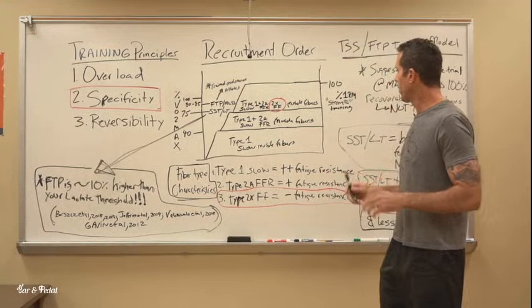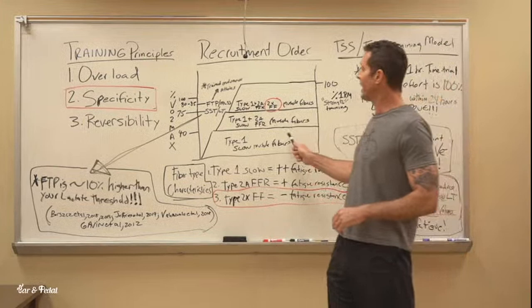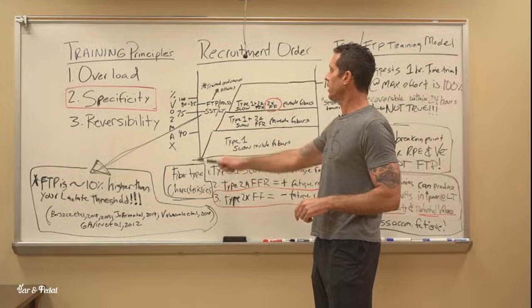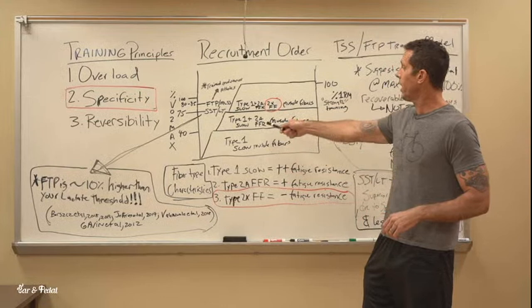Now, what are those? Type 1 slow muscle fibers are very fatigue resistant. So I have a plus plus here. Very fatigue resistant. That means by training in this zone, you're going to be able to do that for a long time without accumulating fatigue. Now, what happens when we trickle up above 40%, let's say up to 75% VO2 max? Now we're going to wind up recruiting both type 1s and these fast fibers called type 2As, which are also known as FFRs or fast fatigue resistant fibers.